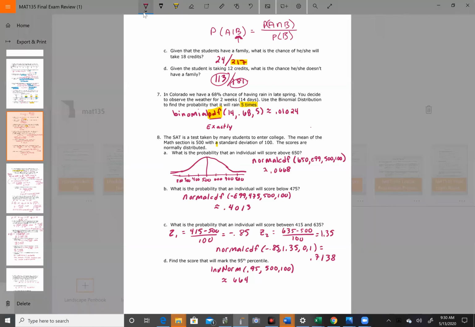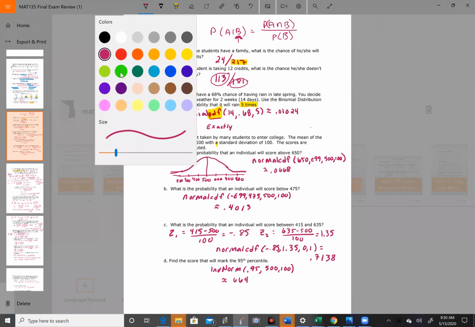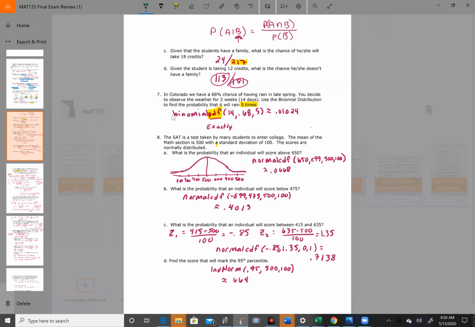Question 8, the SAT is a test. Well, you guys know what the SAT is. Taken by many students to enter college. The mean of the math section is 500 with a standard deviation of 100. The scores are normally distributed. You don't need to draw the normal curve, but I did for you guys. As you can see, the mean here is 500 and the standard deviation is 100, which means one standard deviation up is 600. So that would be a z-score of +1. 700 would be a z-score of +2, so on and so forth.